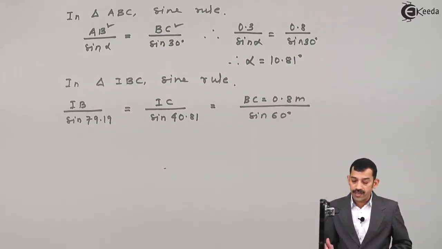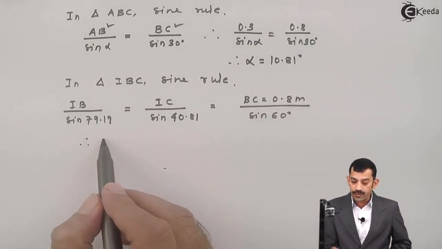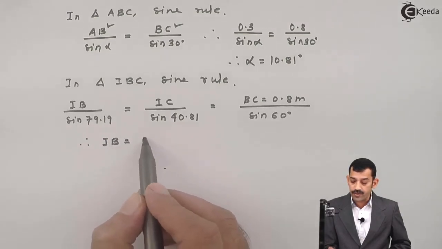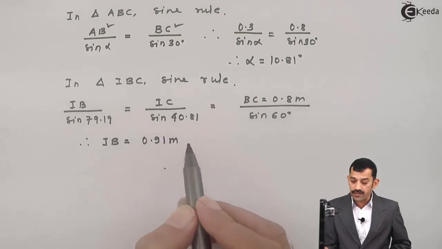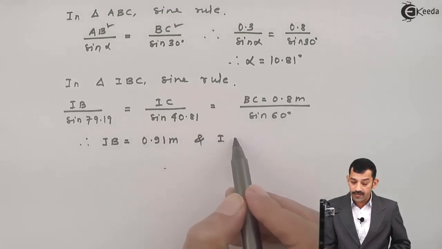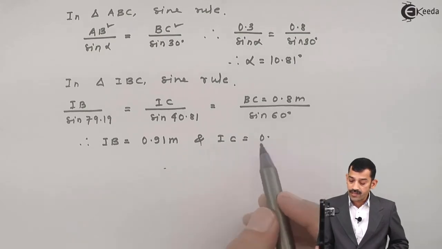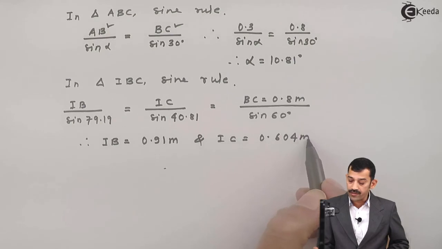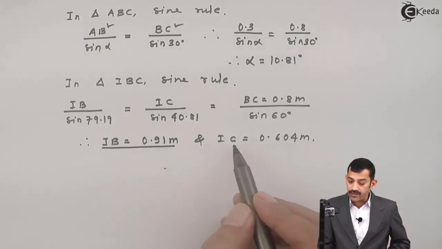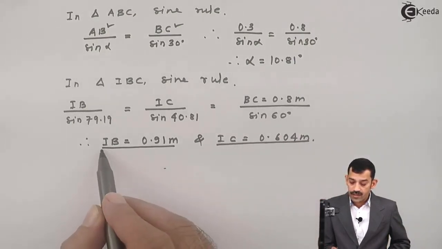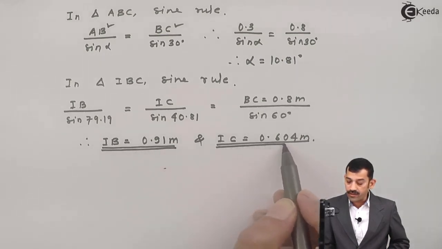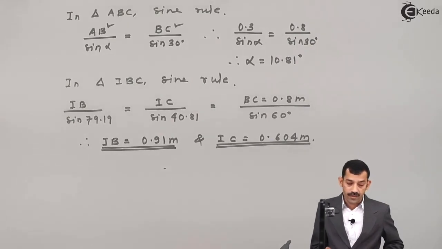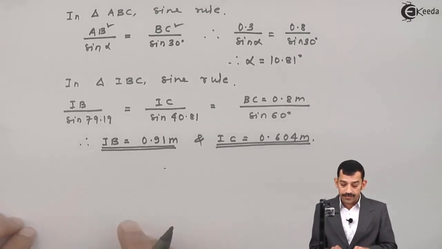Unknown terms are IB and IC. Therefore, if we find out, length comes out to be IB equal to 0.91 meters and IC equal to 0.604 meters. Once we get these two lengths, now linear velocities and angular velocities are easily possible. As you know, the lengths will start from rod AB. We'll see on the next page again.